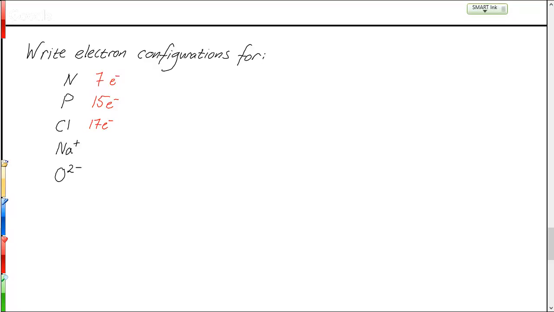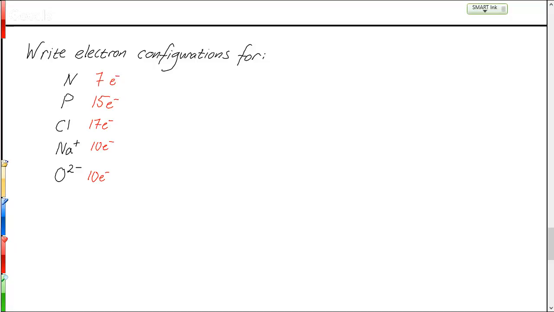And then what do we do about the ions? Do you remember from back when we talked about that? How many electrons does the sodium ion have? 10, because it's got 11 as a neutral atom. It's a positive ion, so we take one away. So 10 electrons. And O2- also has 10 electrons, because we had 8 as a neutral atom, and then you add 2 more and you get 10.